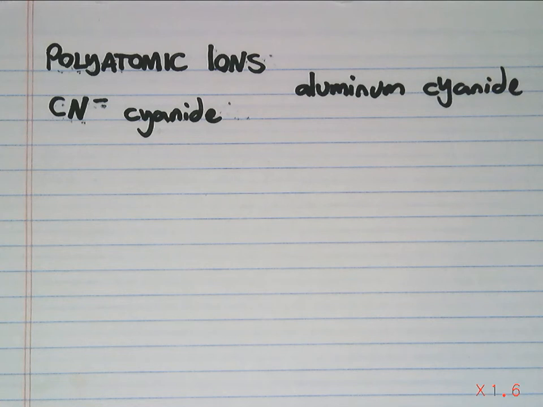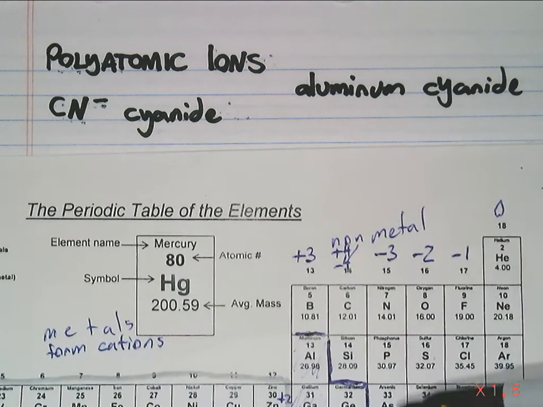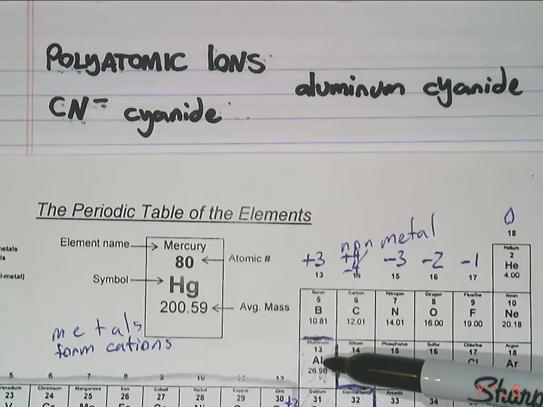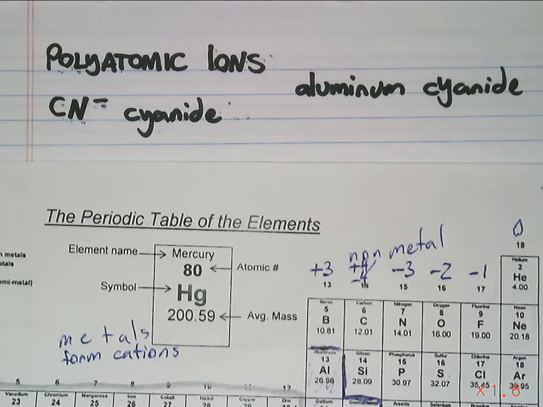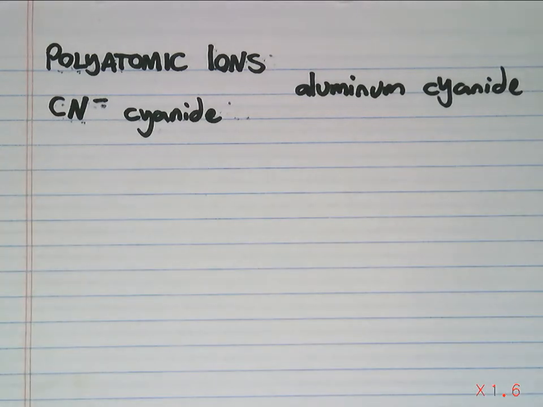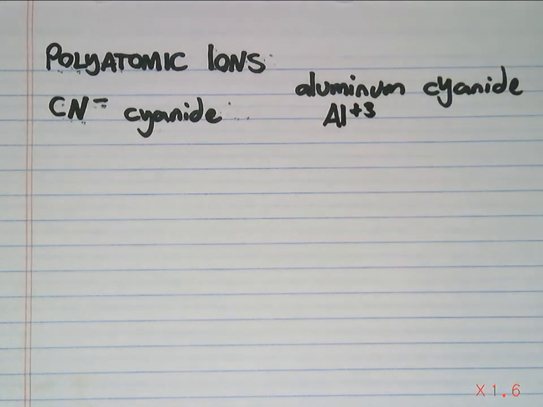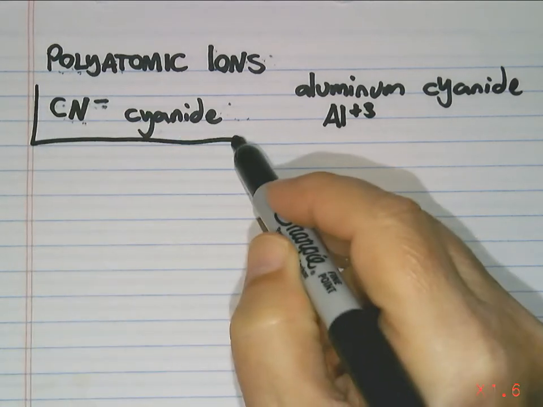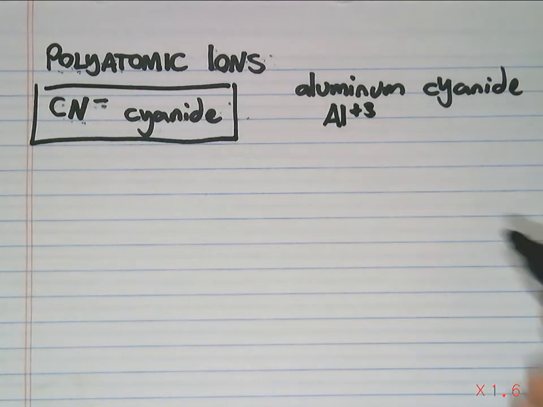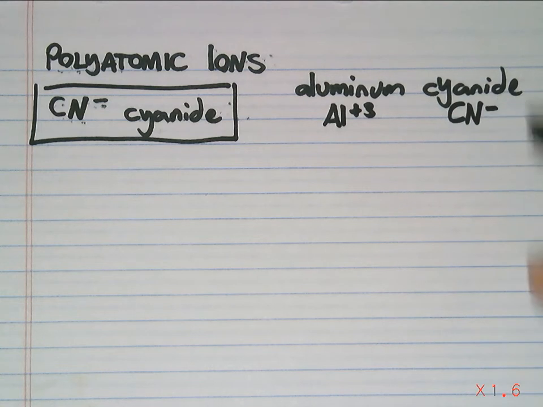So I need the charge on an aluminum. I look at my periodic table, see where aluminum is. It's in the column with +3 ions. So I can write aluminum +3. Cyanide I cannot look up on the periodic table. Where do I get that from? You're going to have to memorize that. You need to memorize the formula and the charge. Now I need to put these two things together so that they electrically neutralize each other.